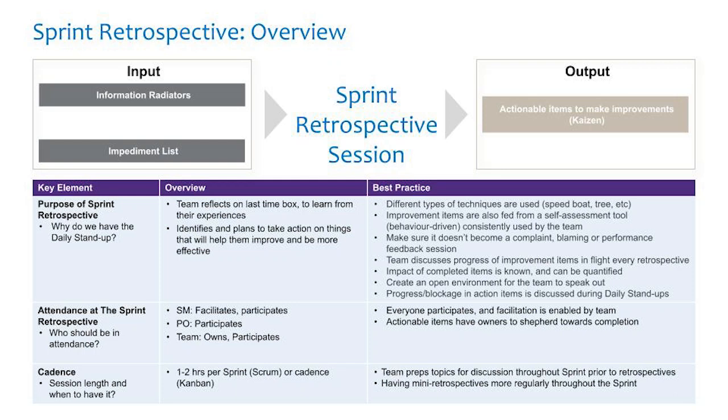And then the output is you really want to make sure that you have actionable items to make improvements. What did we do wrong, or what could I have done better? And then how am I going to make it better in the long run?